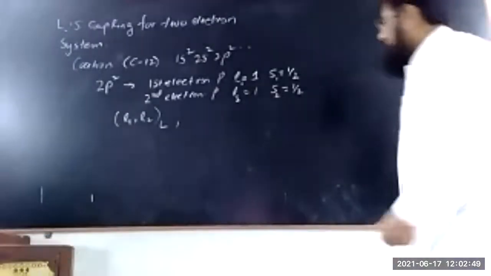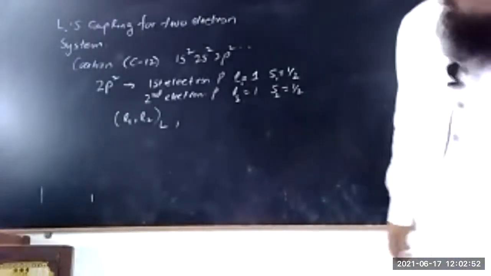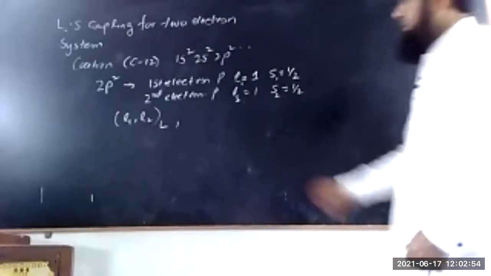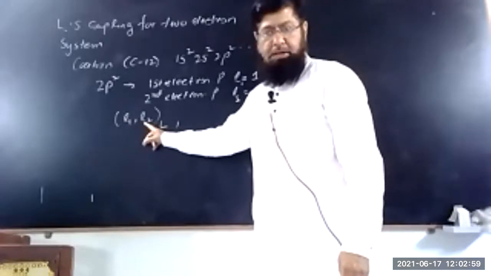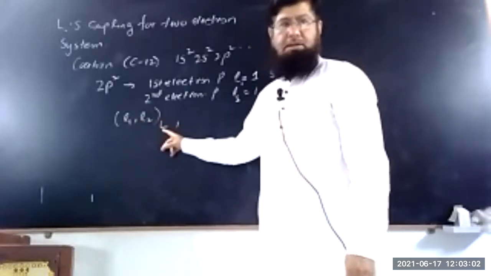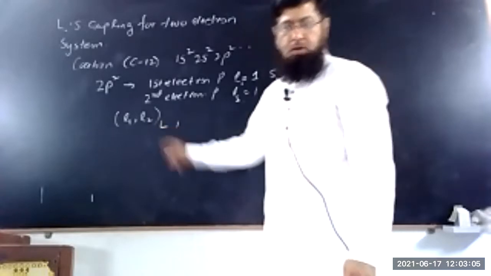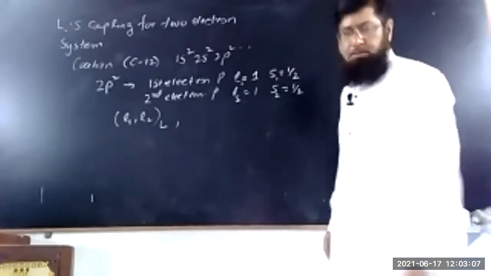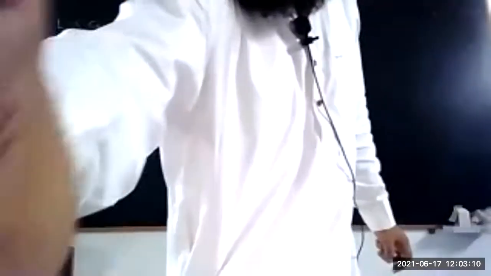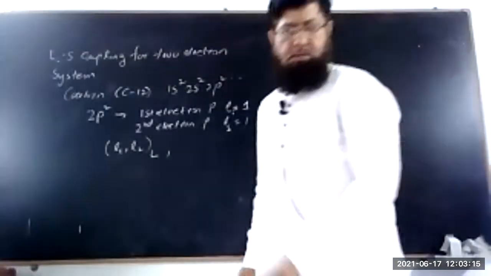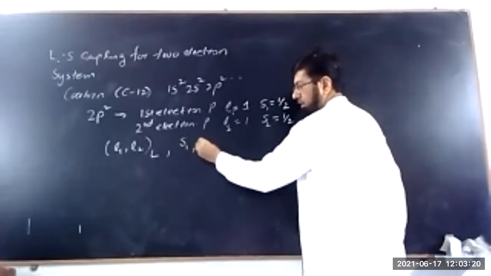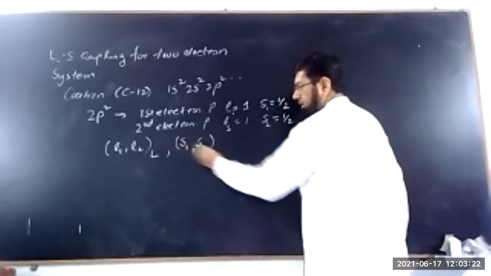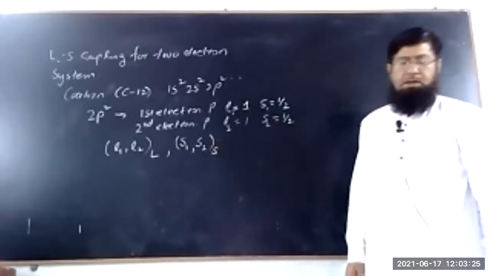So now here, the angular momentum of the first orbit L1 is combined with the angular momentum of the second orbit L2. As a resultant, it gives you the total angular momentum L. Similarly, the spin of the first electron is combined with the spin of the second electron to give you the total spin S.